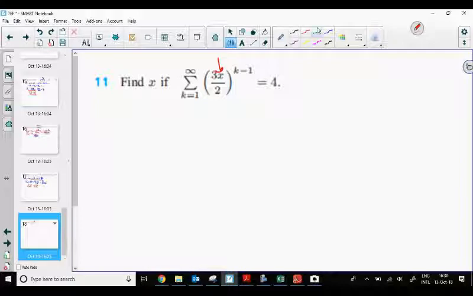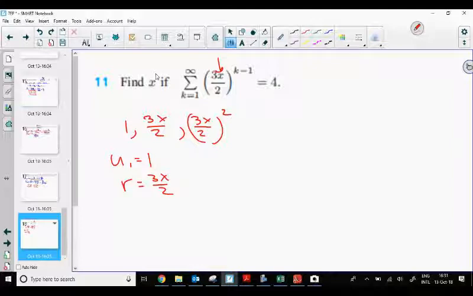When k is equal to 1, we get a first term of 1. That's pretty convenient. When k is equal to 2, we're going to get 3x over 2. When k is equal to 3, we're going to get (3x over 2) squared, and so on and so on and so on. So what do we know? The first term is equal to 1, and the common ratio is equal to 3x over 2.